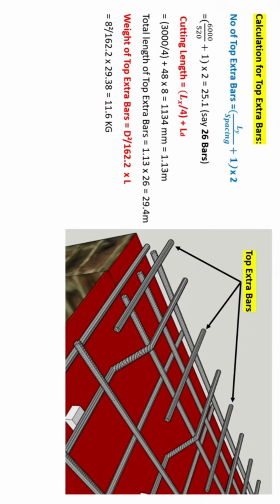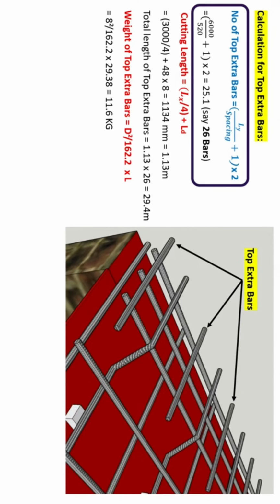Finally, let's do calculation for top extra bars. Number of top extra bars is equal to Ly by spacing plus 1 into 2. Here Ly is longer span length of slab, 6000 mm. Spacing is 520 mm. After substituting these values, the number of top extra bars is equal to 25.1, say 26 bars.